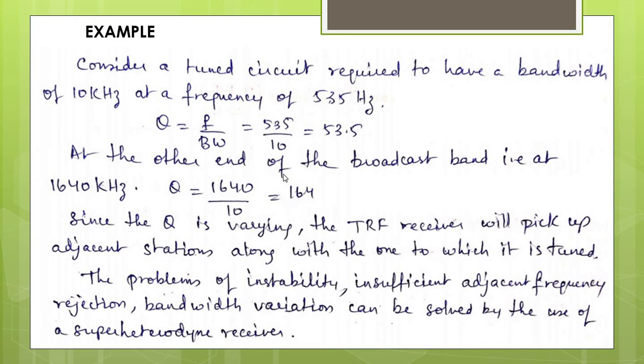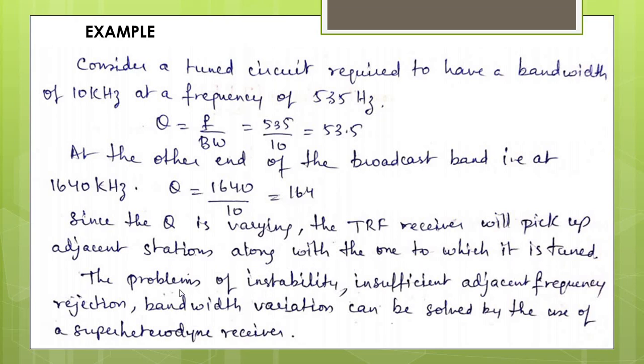So at the other end of the broadcast band, that is at 1640 kHz, if we calculate the quality factor, Q is equal to 1640 divided by 10. So this is equal to 164. Now if you see, there is a large range of variation in the quality factor. Because of this large range of variation in frequency, the tuned radio frequency receiver will pick up the unwanted or the undesired signals also along with the desired signal.